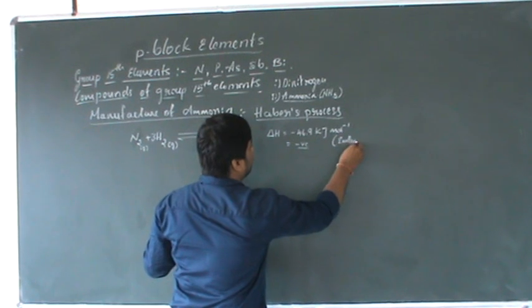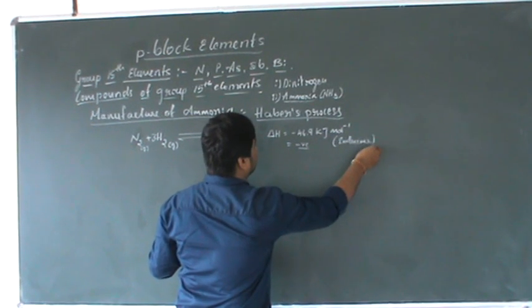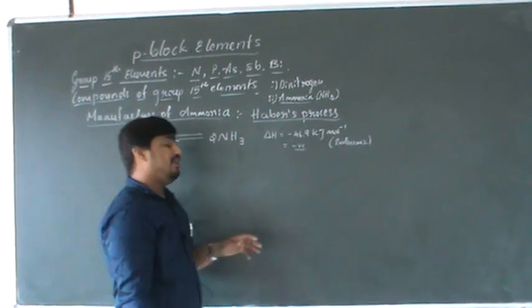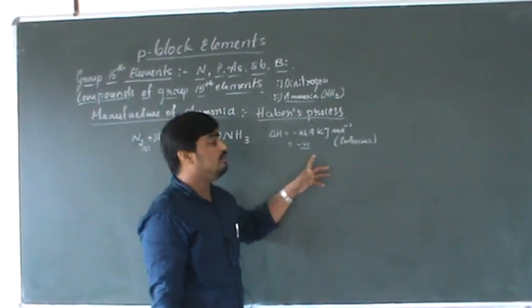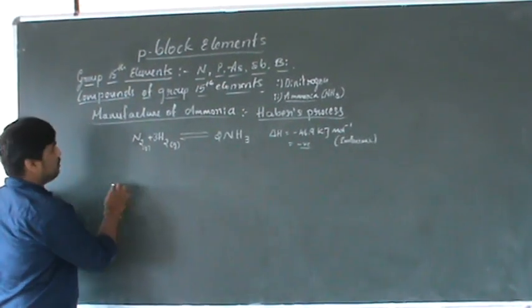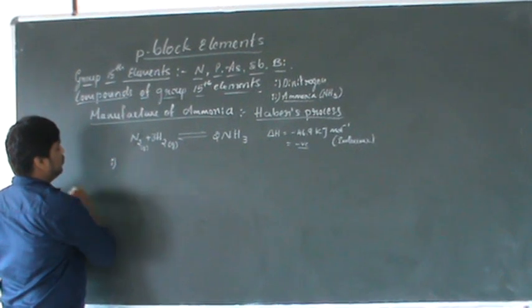You should remember the exothermic process for the equilibrium cases. It is an equilibrium reaction. Therefore, the type of reaction is important: exothermic reaction. Then what are the conditions required to prepare ammonia?